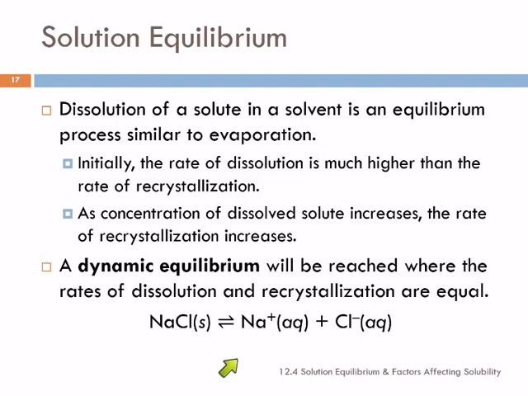So if we look at a chemical equation for sodium chloride dissolving, here we have sodium chloride solid, and it dissolves to form sodium ion, aqueous, and aqueous chloride ion. But these two ions can also come together and form solid sodium chloride. And so we have a double-headed arrow here indicating that the reaction is going in both directions. We get a dynamic equilibrium when the rate of dissolution, the forward reaction, is equal to the rate of the reverse reaction, the recrystallization.